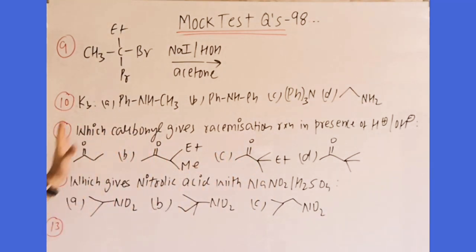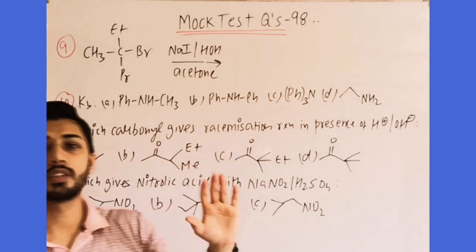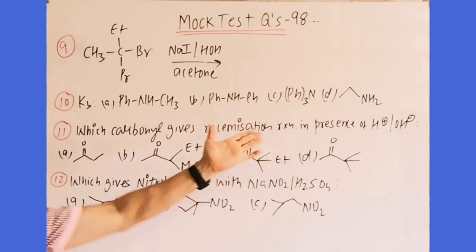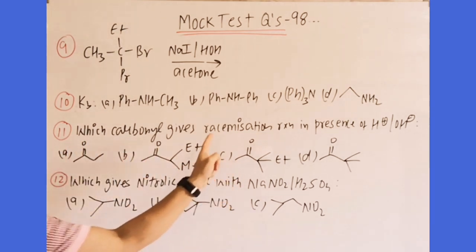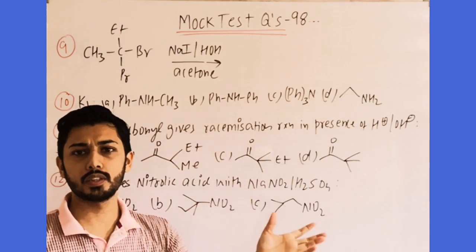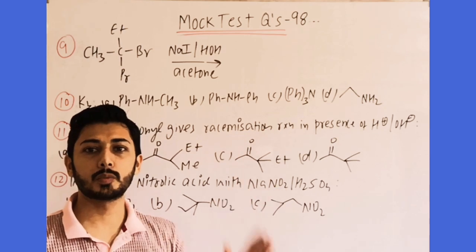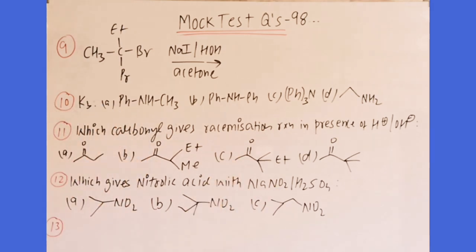Question number 10, KB order. Although it is a simple question, why have I considered it? Because the explanation given is wrong. That's why I have taken this here. Otherwise, I think you will all solve it correctly. Only the reason given is wrong. Question number 11: which carbonyl compound among them undergoes racemization reaction in the presence of H+, that is, acid catalyzed or base catalyzed medium? Here also the explanation given is wrong, but the answer is correct. So think about these three questions.